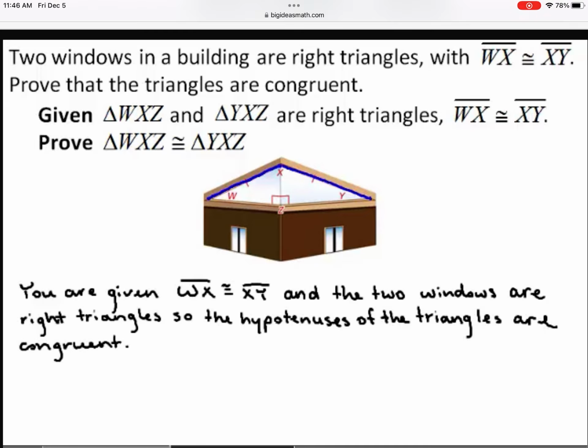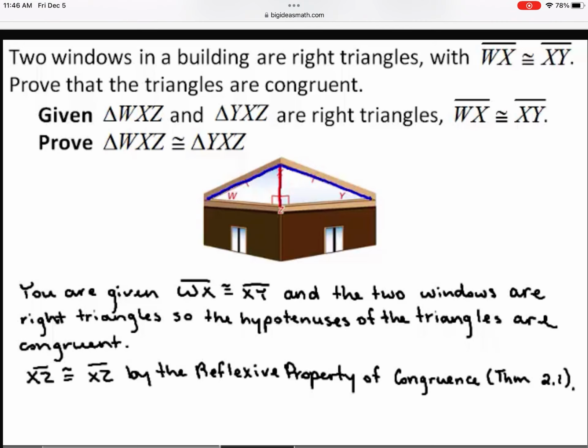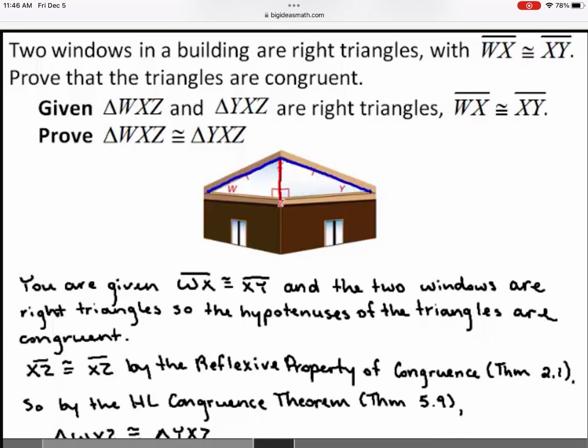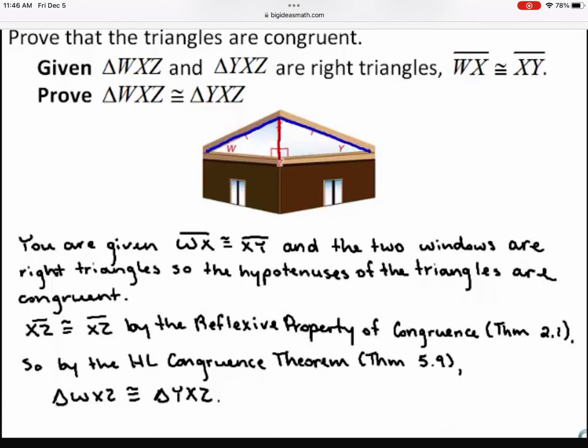You are given that line segment WX is congruent to line segment XY, and the two windows are right triangles, so the hypotenuses of the triangles are congruent. Then line segment XZ is congruent to line segment XZ by the reflexive property of congruence. So by the HL congruence theorem, triangle WXZ is congruent to triangle YXZ.